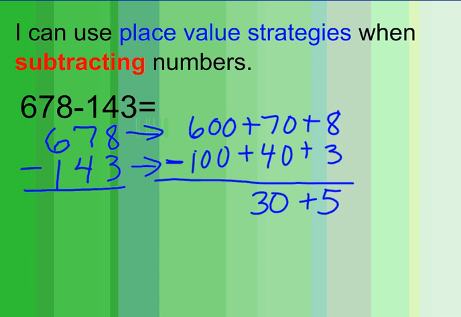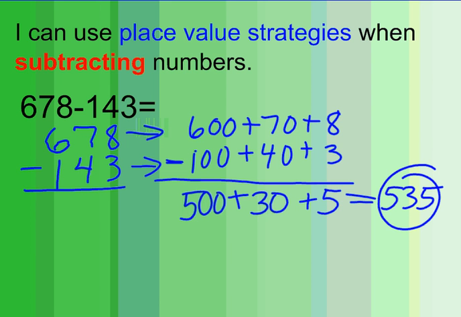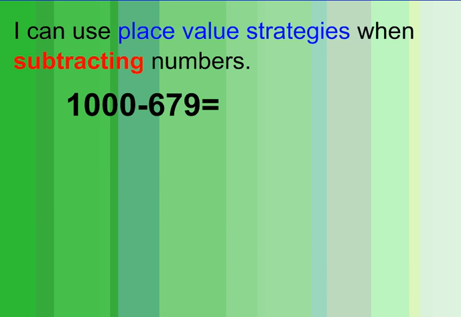I have 600 take away 100, which equals 500. And if I smush my number back together, I have 535. And that is my difference. We also learned how to subtract when we have zeros.